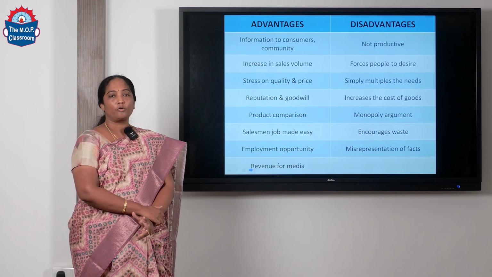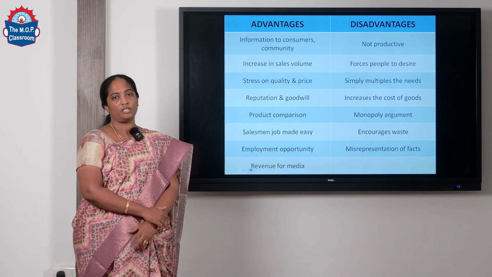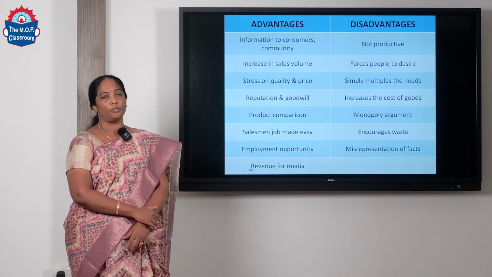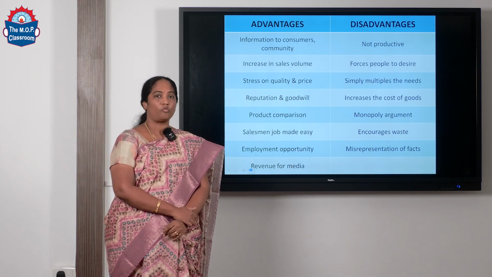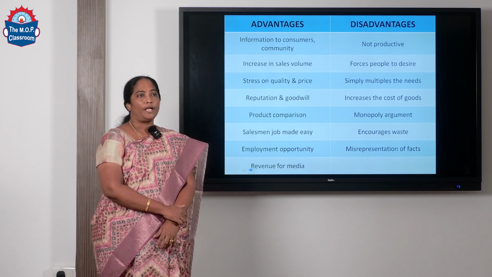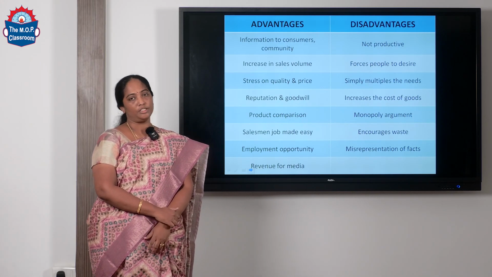It is also going to create a lot of employment opportunities and have an additional budget allocated to it. And some of the disadvantages of advertising could be that sometimes it involves quite a lot of cost, and it also creates needs that are really not needs but just desires.